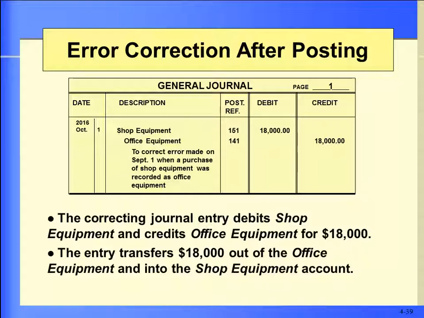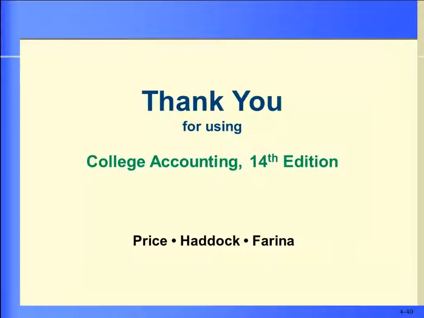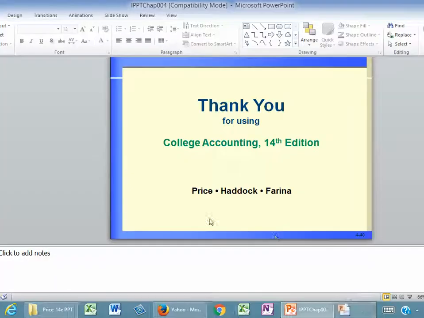So before it's posted to the ledger, we can cross out. After, we have to have a correcting journal entry. So that's the end of chapter 4.